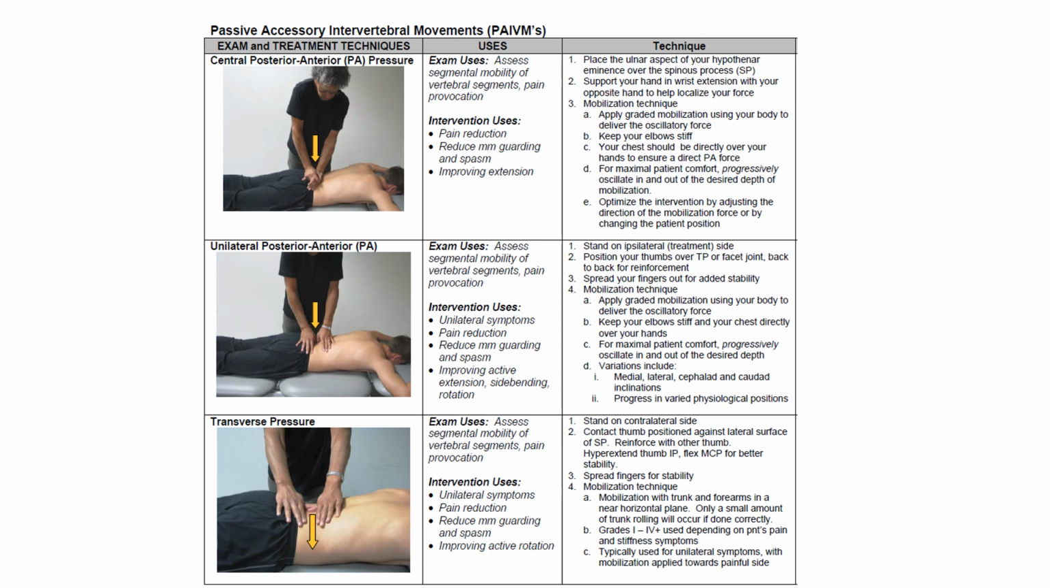We can use it to reduce pain if we use grades that are a little bit lower, and it can also be used to assist with reducing muscle guarding and spasm if we use those grades 1 and 2. Grade 3s and 4s would be used to improve mobility, and these movements primarily will likely improve extension, at least the centrals will, and the unilaterals can improve active extension, side bending, and rotation as well.